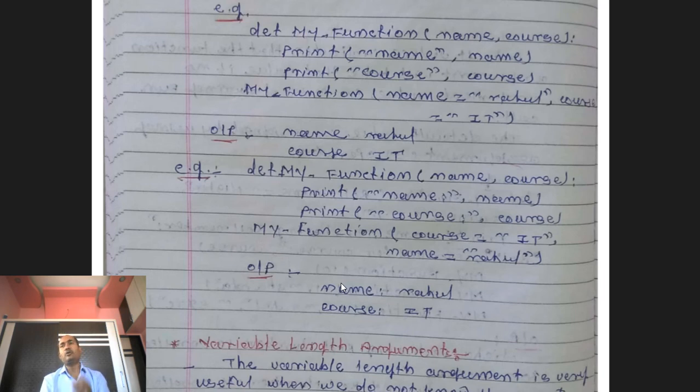So in named arguments, each and every value of the argument is assigned to that particular name. That's why the sequence or position of the arguments is not mandatory here. So these are called named arguments.